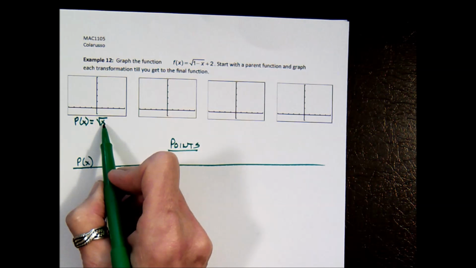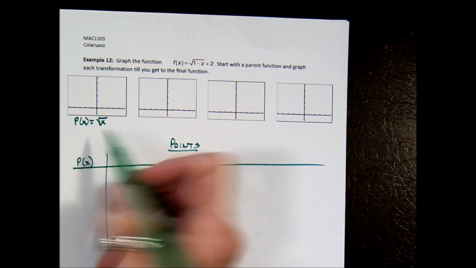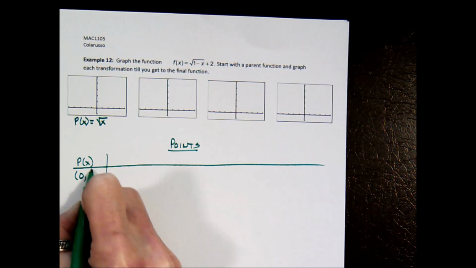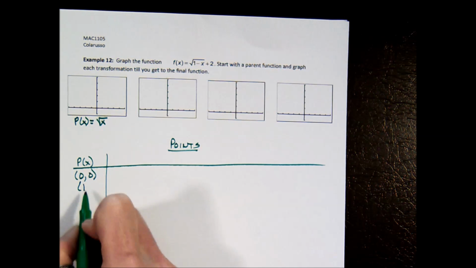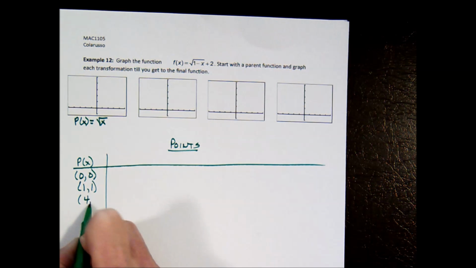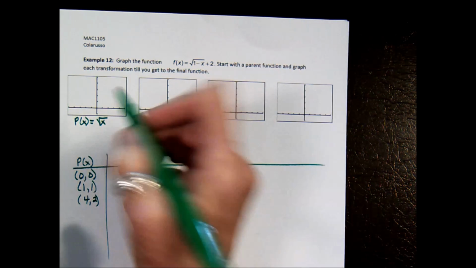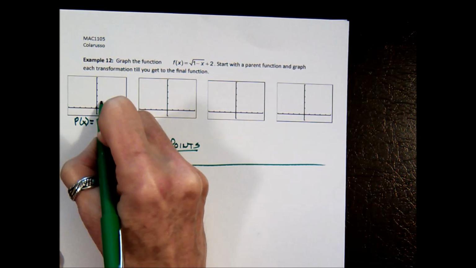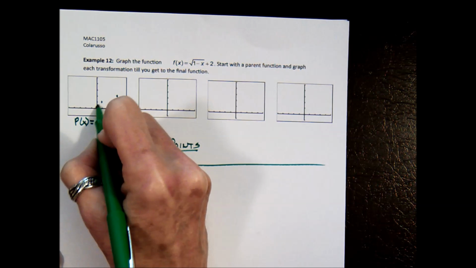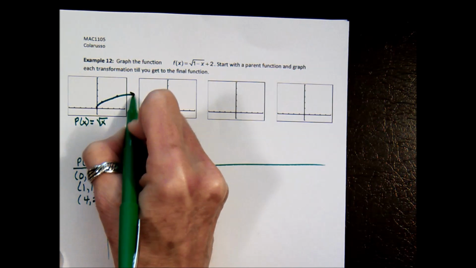Well, I know I have to plug in 0 or positive, so I'm going to have the point 0, square root of 0 is 0. 1, square root of 1 is 1. 4, square root of 4 is 2. So I know I have the points (0, 0), (1, 1), and (4, 2), and I know that my shape is about like that. And you can test it in your graphing calculator if you want.